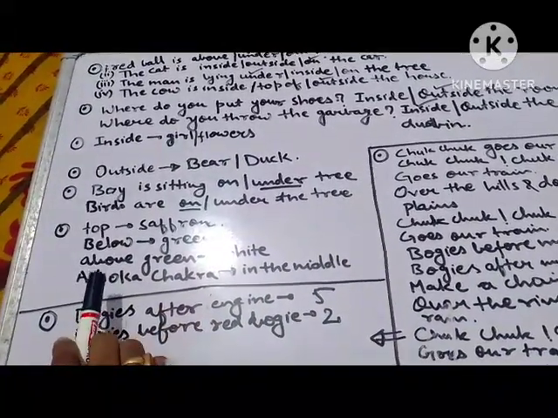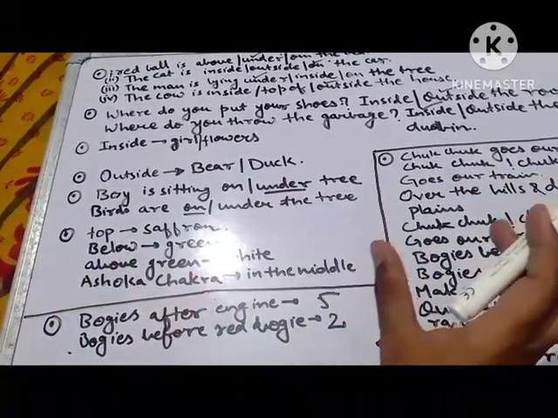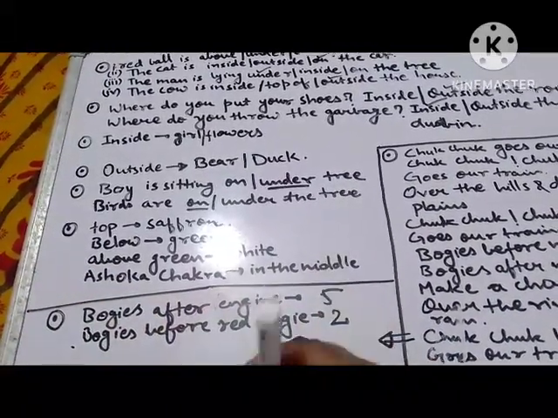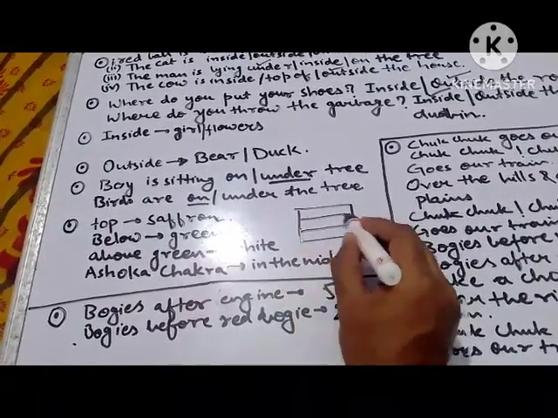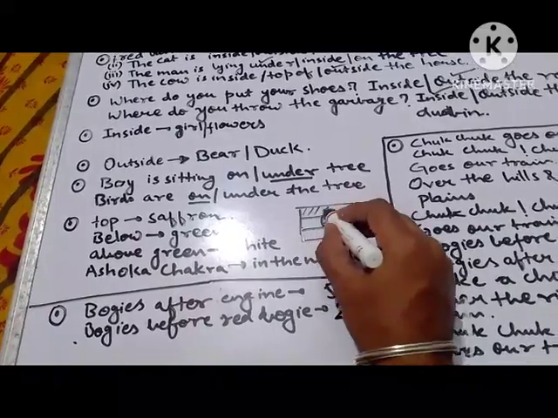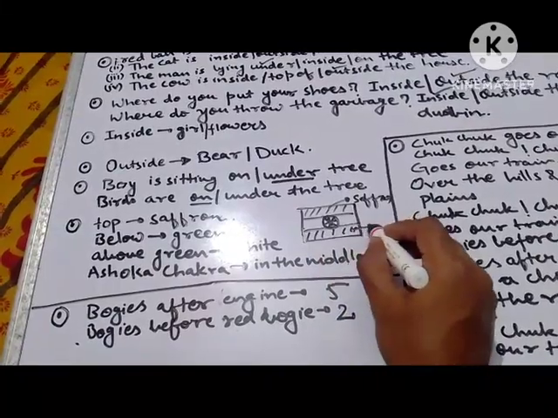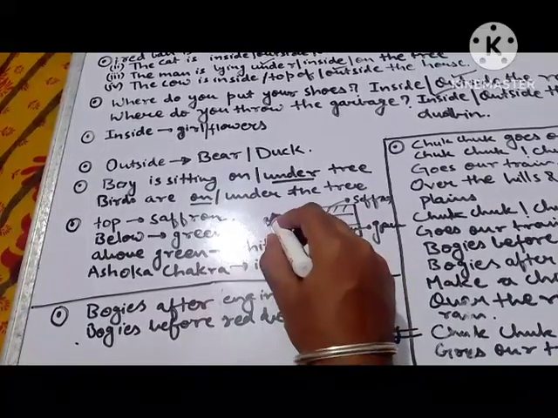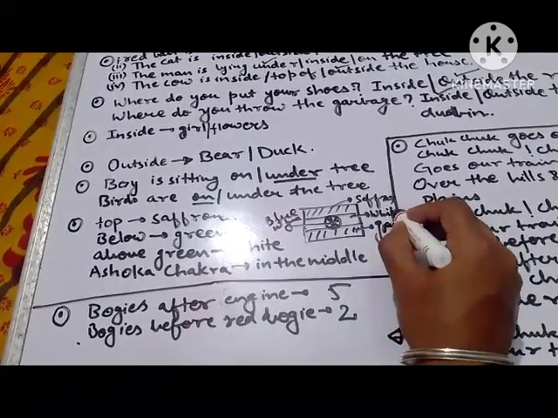Another exercise was you had to mark the colors by seeing the flag. So at the top, which color is there? If we see, the flag is like this, the Indian flag, and this is a wheel. So this one is saffron color, this one is green color, this one is the blue wheel, and this is white. So the question was based on this.